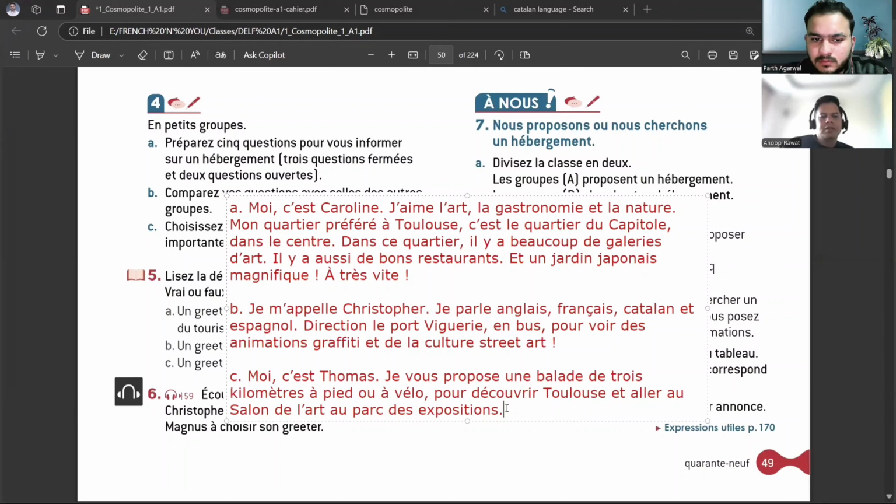Three V, the last one. Atrevit is like very fast, respond fast, don't delay. Quartier is a neighborhood or area. You can write both.